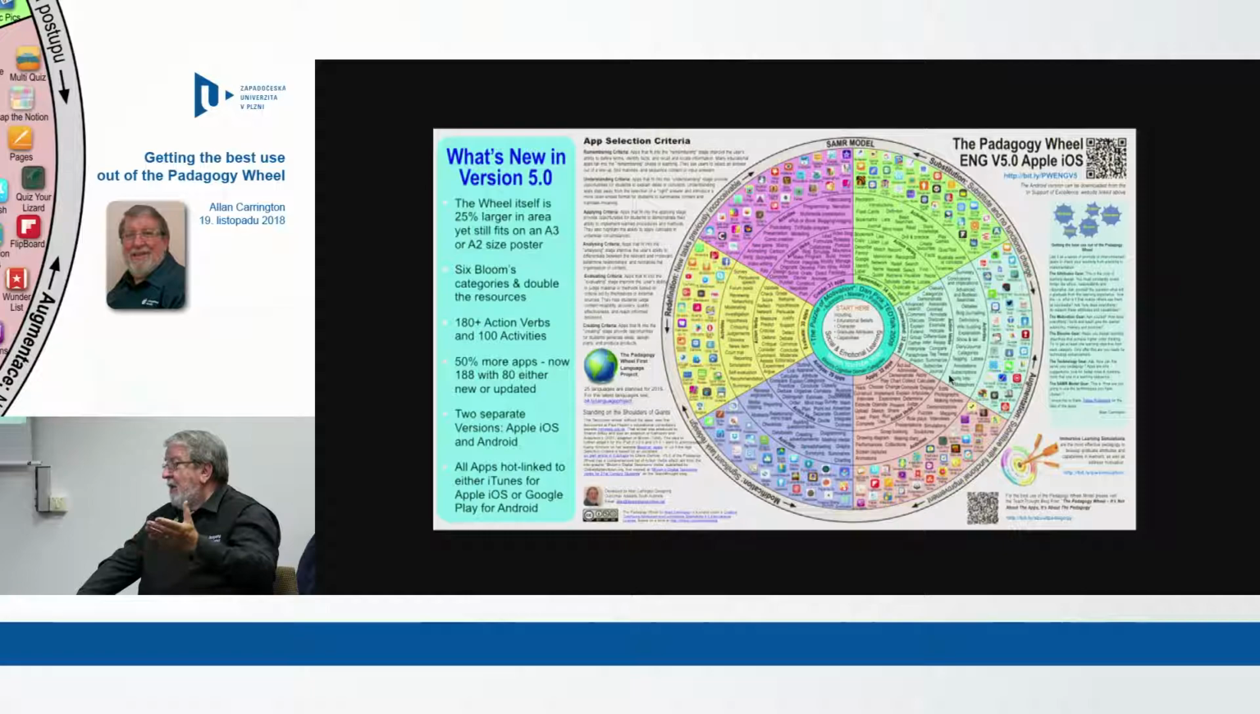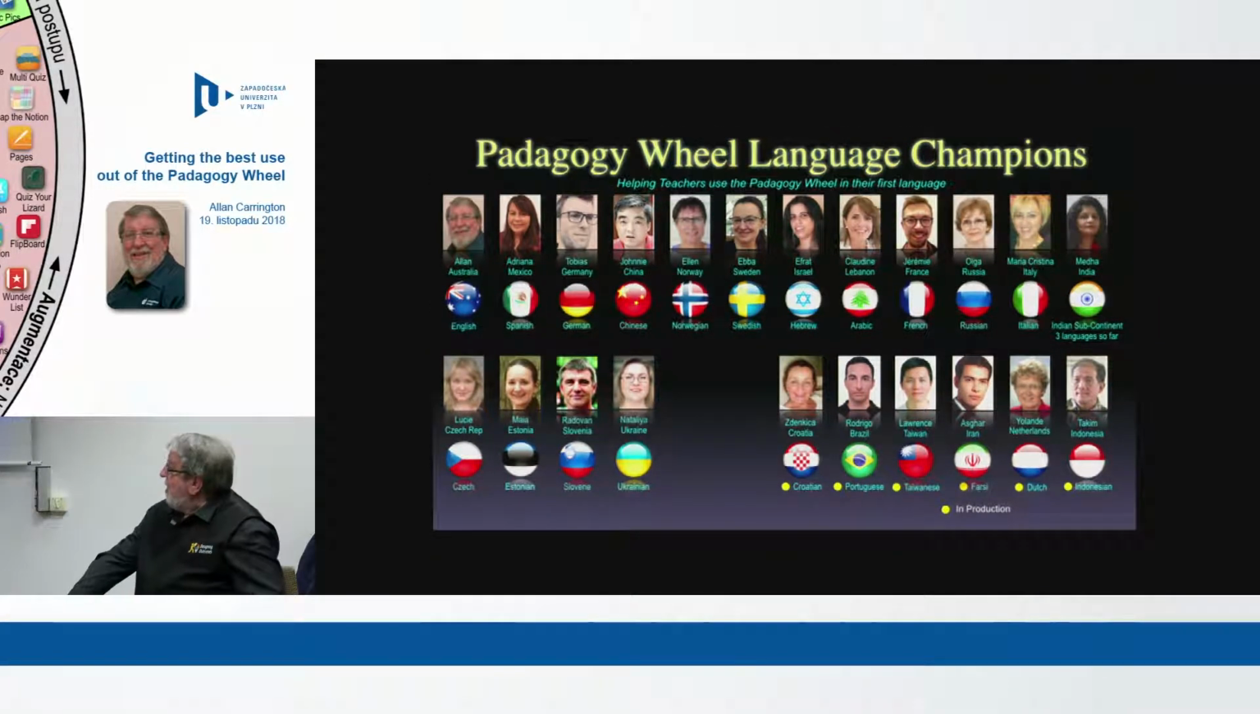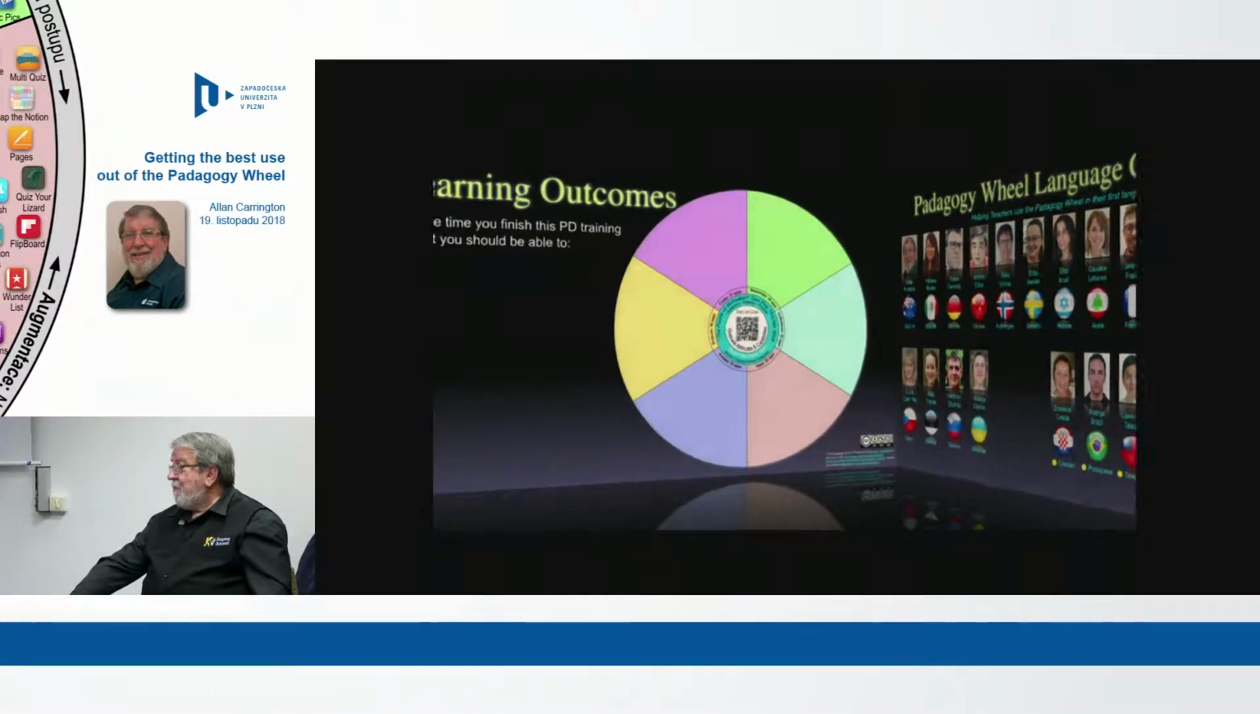But it's got 180 action verbs, 100 activities. It's got 188 apps. Always need to upgrade the apps. So that's what it is. And then this is the people who are translating it around the world at the moment. We're in 24 languages. I've still got 6 to get published, but that's amazing. It's just simply amazing. And they're still coming, and teachers are still volunteering.